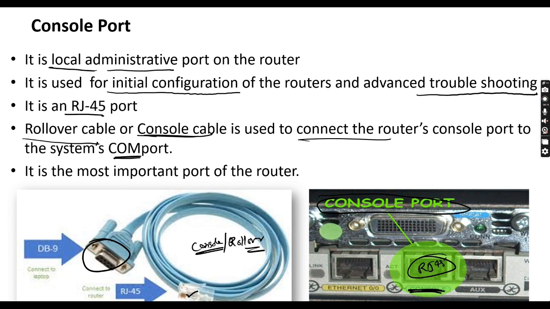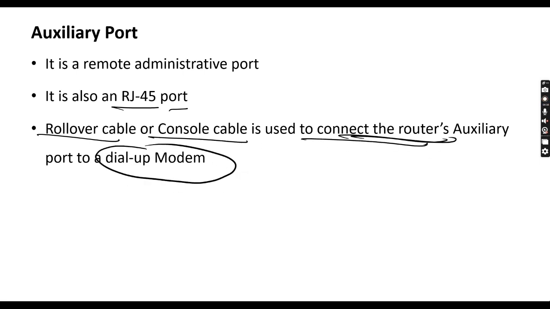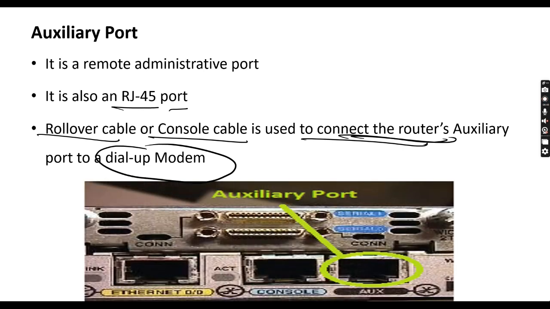Now next we have auxiliary. As I discussed, the auxiliary port is for your remote administration. You will be able to connect to your routers remotely over the internet and administrate. It is also RJ45, and the same thing, a rollover cable or console cable is used to connect a router's auxiliary port to a dial-up modem, that's nothing but for internet. In console we connect to the PC, in auxiliary we connect to the dial-up modem for internet access itself. So this is your auxiliary port.